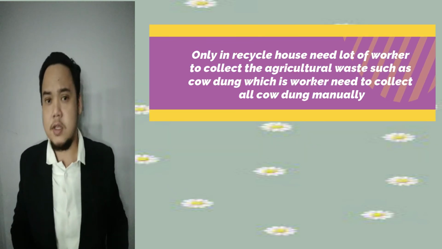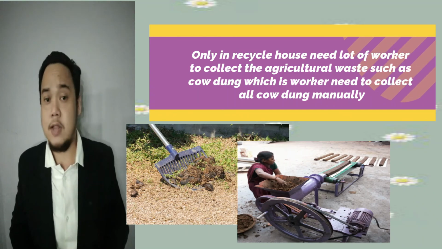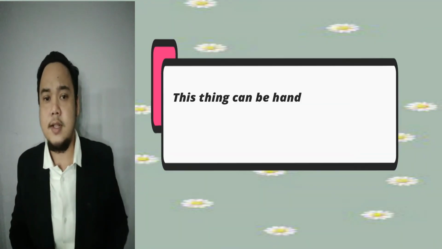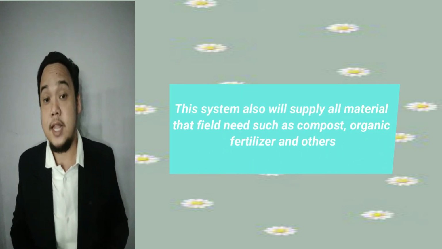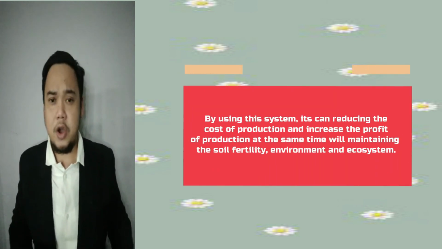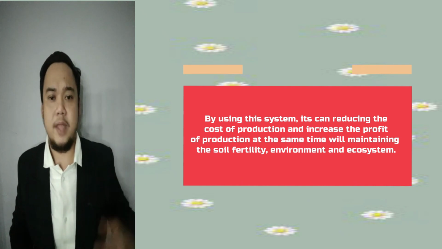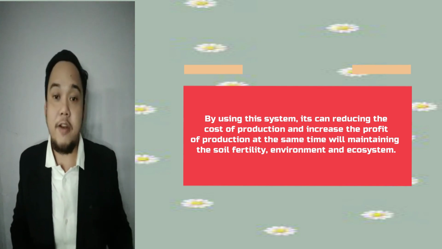Only the recycle house needs a lot of workers to collect the agricultural waste, such as cow dung, which a worker needs to collect manually. This can be handled by the workers by doubling the area of collecting cow dung. This system will also supply all the materials that the field needs, such as compost, organic fertilizer, and others. So the production does not need to worry in case the field faces problems regarding field materials. In simple words, by using this system, it can reduce the cost of production and increase the profit of production, while at the same time maintaining the soil fertility, environment, and ecosystem.